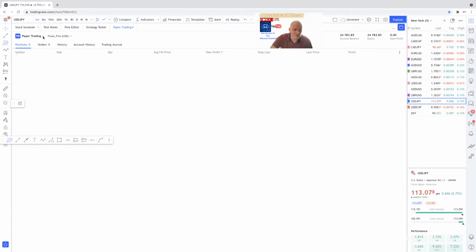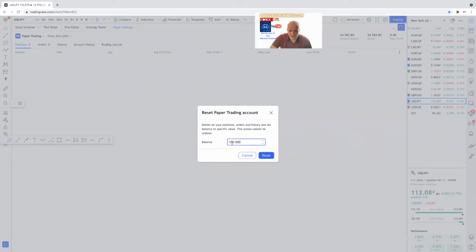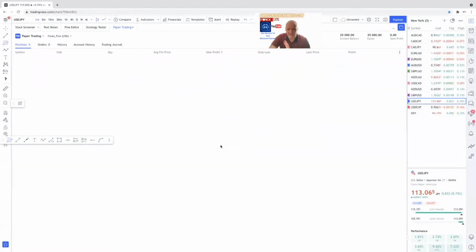From there, you've got two areas. Again, with paper trading you can reset. I'm going to put 25,000 and just go reset. That resets everything, and you'll see the balance on the top right has reset. From there you'll have your profile name, in this instance it's me, Forex Fire. I can click on that and it'll show you accounts, so we've got nothing live at the moment.